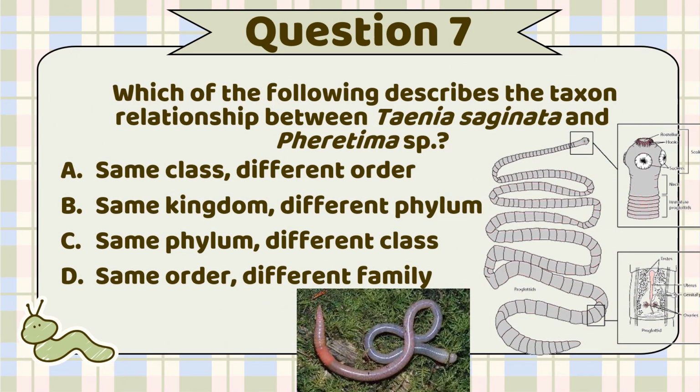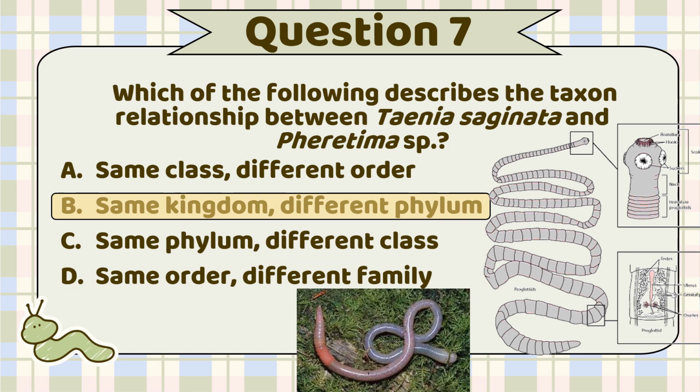Question 7. Which of the following describes the taxon relationship between Taenia saginata, which is the picture shown on the right, and Pheretima, the picture shown at the bottom? The answer is B. They are the same kingdom, which is kingdom Animalia, but both of them are different phylum. Taenia falls under phylum Platyhelminthes, while Pheretima species, which is earthworm, falls under phylum Annelida.